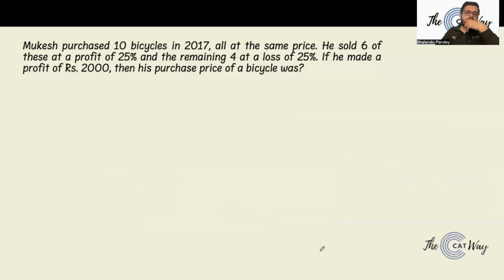Next question. So Mukesh purchased 10 bicycles in 2017, all at the same price. He sold 6 of them at a profit of 25% and the remaining 4 at a loss of 25%.